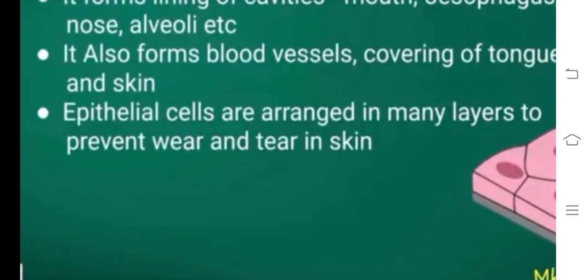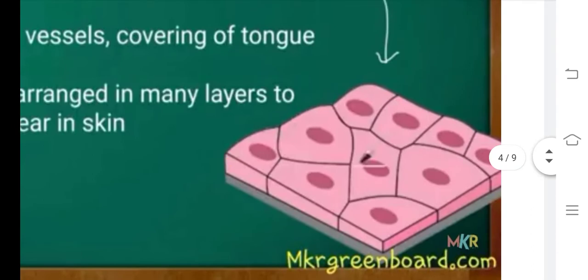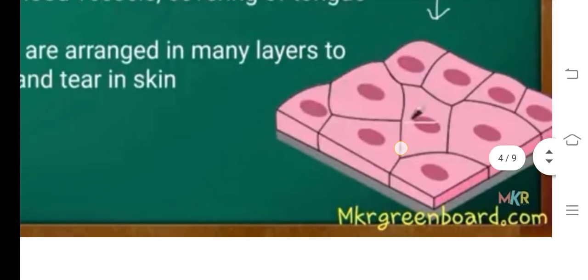The epithelial cells are arranged in many layers. That means it helps to prevent wear and tear of the skin. So, what is the main location, ma'am? Here very important. Where in our body are epithelial tissues present? Skin. Okay, and inside our respiratory and digestive system, also made up of epithelial tissue. Clear, children? So it is made up of simple epithelial tissue.